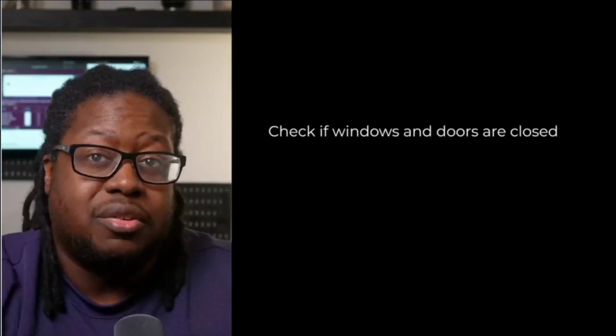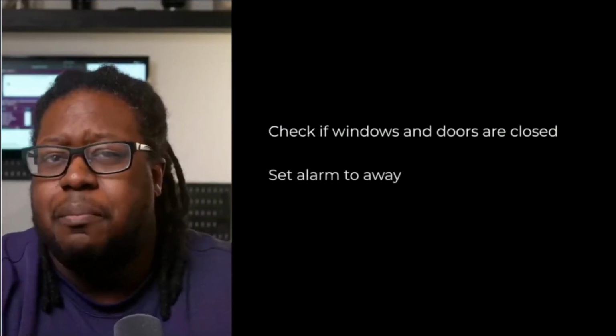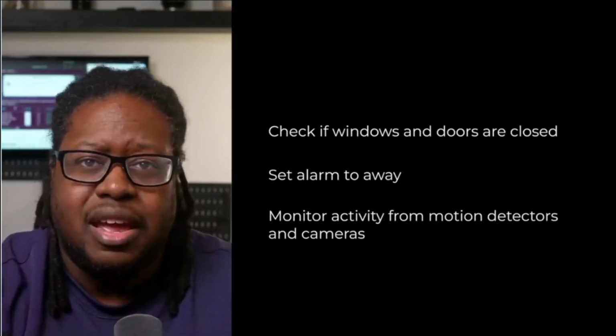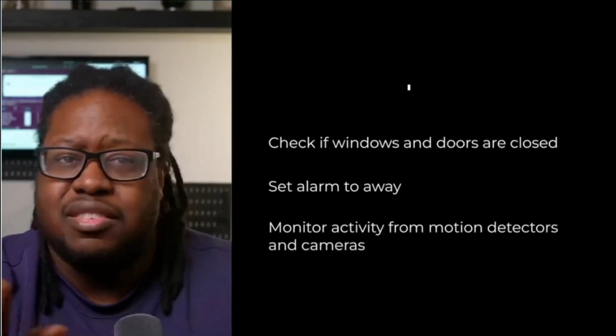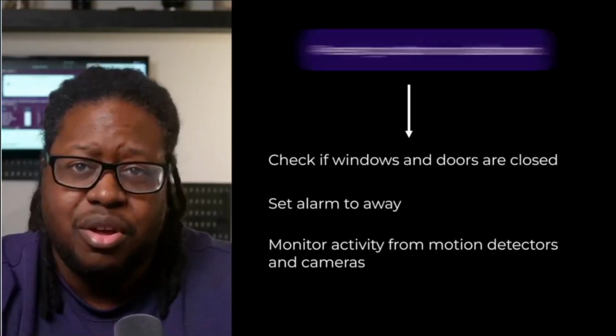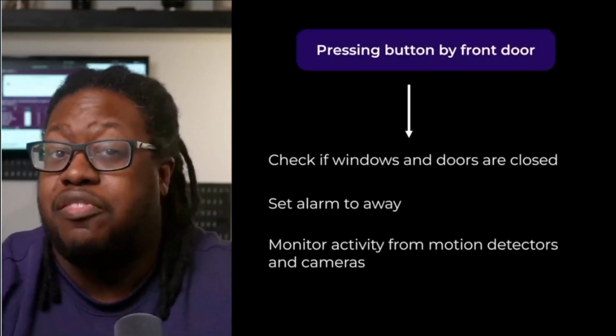Imagine if you have an automation that triggers the lockdown sequence. The business logic is as follows. Check all the windows and doors are closed. Set the alarm to away. Monitor activity from motion detectors and cameras. And you can currently activate this automation in one of two ways, by either pressing a button on your dashboard or by pressing a smart button by your front door.